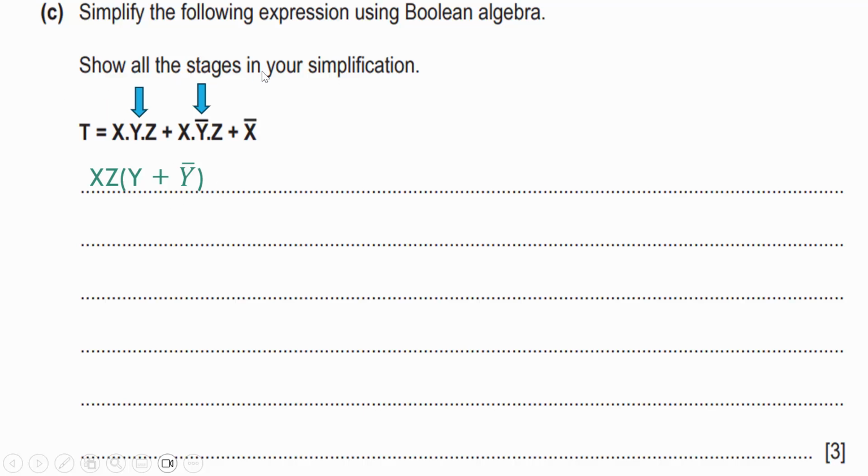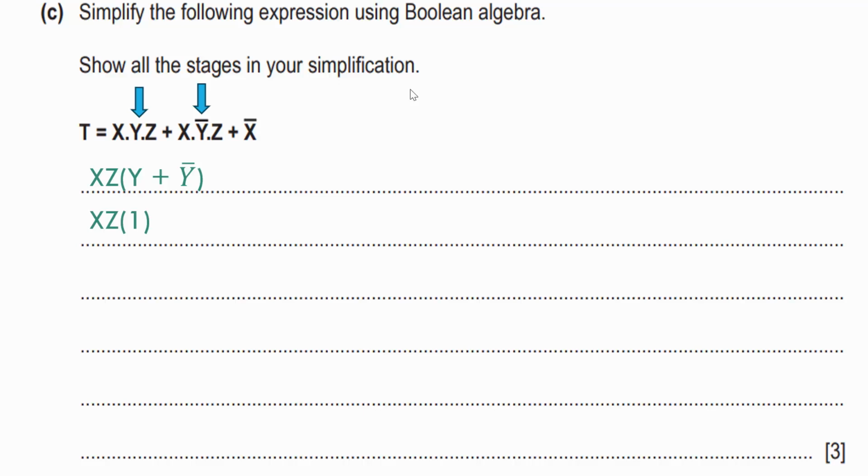It says show all the stages in your simplification. A lot of students think that y or not y cancel each other out, and that's simply not true. They do not cancel each other out. When I have y or not y, that means all solutions work, because if y is a 1, it will work. That's one option. Or I could have not y, which shows y as a 0. So y can be a 1 or y can be a 0. Because either one of those will work, all scenarios work. So I show this as xz1. They do not cancel each other out.